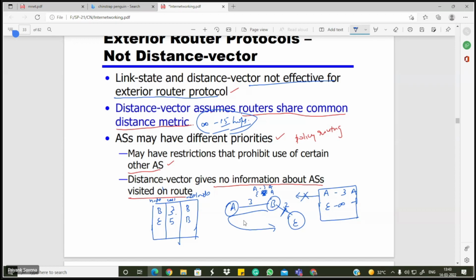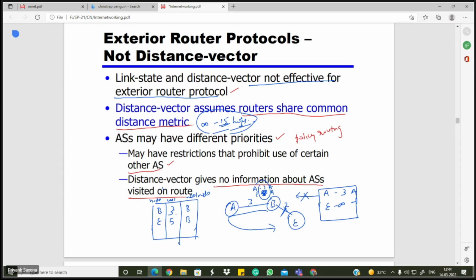Once B shares the updated table with A, this kind of instability will come. This value will keep on increasing, from 8 plus 3, 11 plus 3, 14. Like that, this cost will keep on increasing as they change and exchange their tables. So there should be some value of infinity. What should be the value of infinity? That is why it has been restricted to 15 hops.